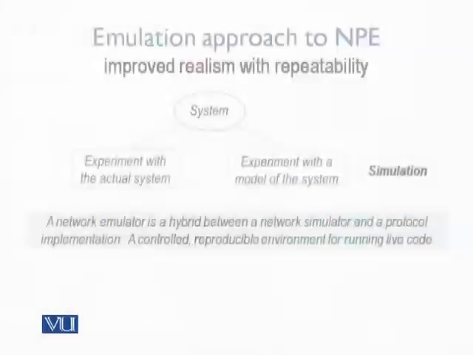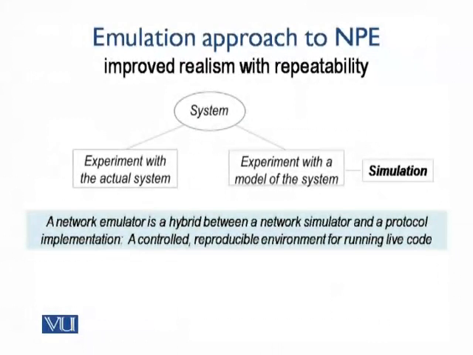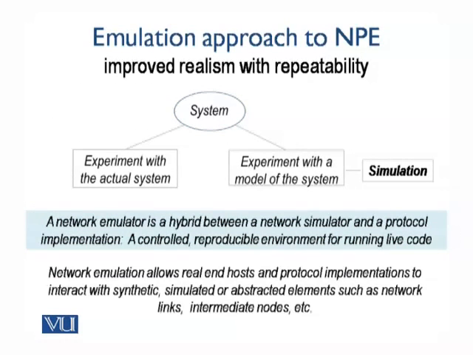simplifying that, and instead of the real system, we're making use of a model. This then defines an emulator. So in this example, you have some real implementation code, and you also have some simulated aspects. That is the reason we call an emulator a hybrid between a network simulator and real implementation code. The benefit of this is that network emulation allows real end hosts and protocol implementations to interact with synthetic, simulated or abstracted elements such as network links, intermediate nodes, etc.